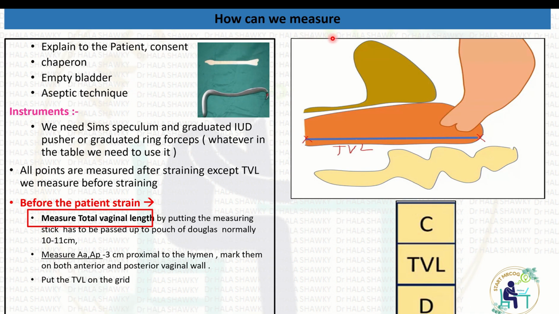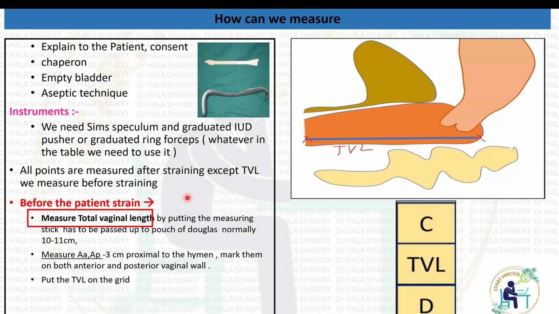Now, how can we measure? First, explain to the patient, take her consent, and ensure the presence of a chaperone. Empty the bladder under aseptic technique. We will use instruments including Sims speculum and graduated IOD pusher or ring forceps.